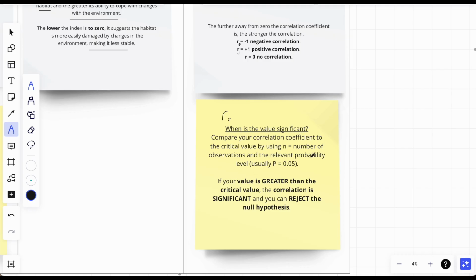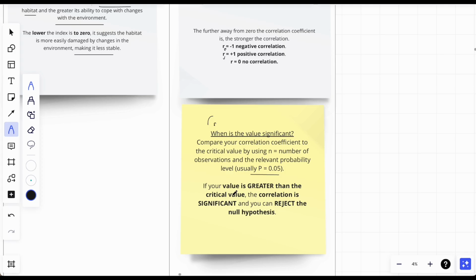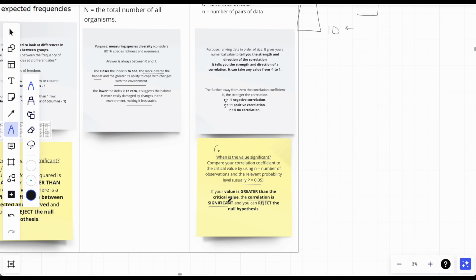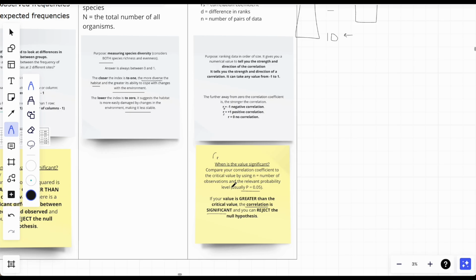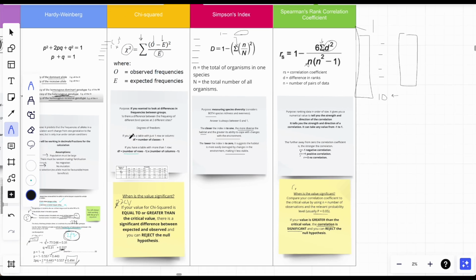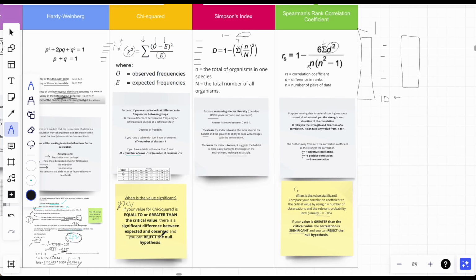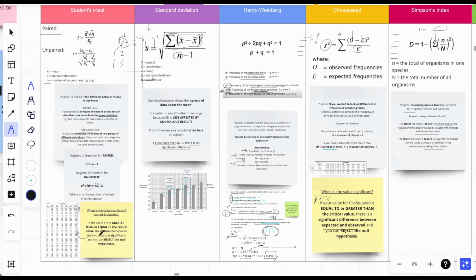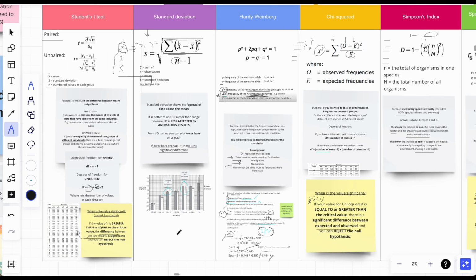And you're most likely going to be doing it at p equals 0.05, okay? And so, as always, if your value is greater than the critical value, the correlation is significant, and therefore you can reject the null hypothesis. Just make sure when you say that this is significant, say what it is. You need to be specific. So if it's Spearman's rank, you say the correlation is significant. If it is about chi-squared, say that it's the differences between the expected and the observed. If it is student's t-test, then say it's the differences between the two means, okay? That's just when you need to be a bit specific.